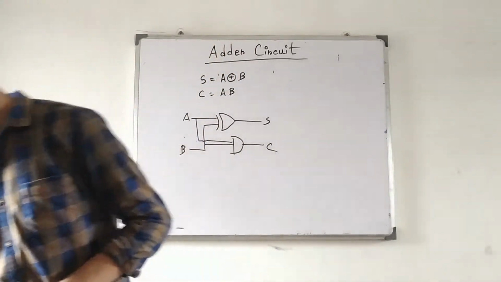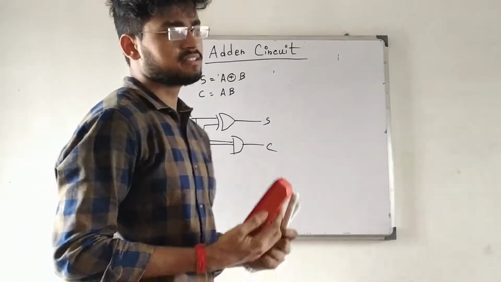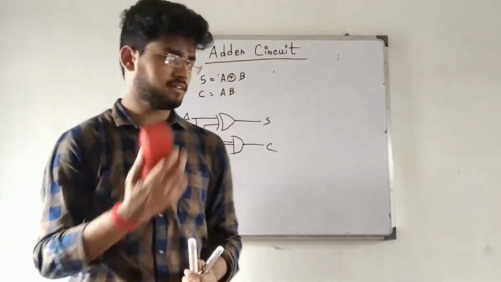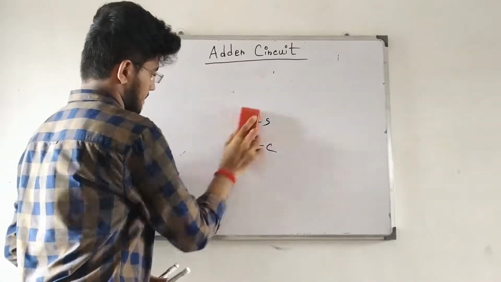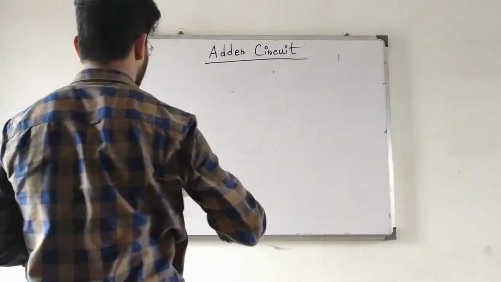Next we will see the full adder circuit. Full adder circuit means basically 3-bit binary digits. So it performs the operation of 3-bit binary. This is the full adder circuit. So what is a full adder circuit?